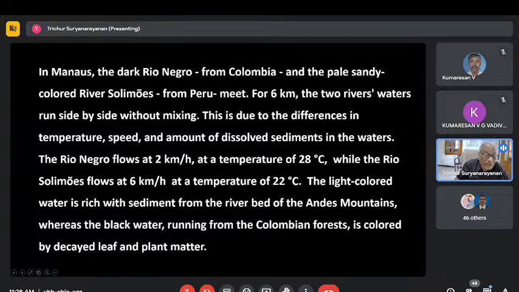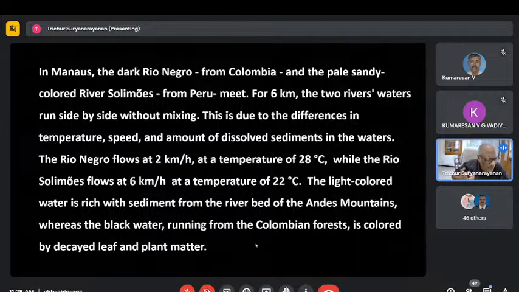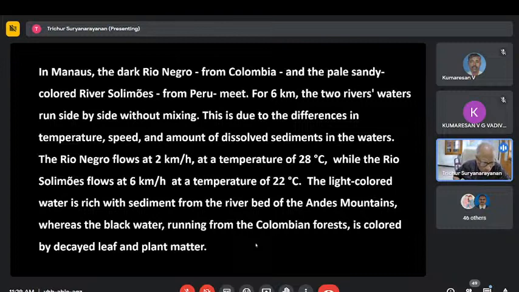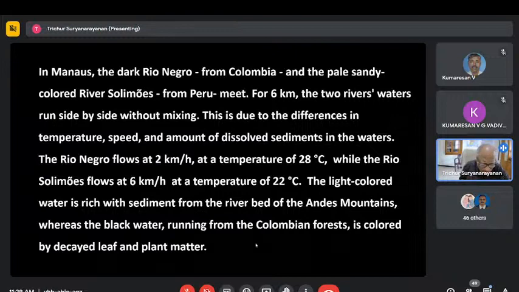And the Black River flows through the rainforest of Colombia. So it falls through the mountains. It collects all the litter, the debris, the plant remains. That is why it becomes very black in color. Its pH will be low, 4 to 4.5, whereas the light colored river, which comes from Peru, is coming through the Andes Mountains, and it is not black in color. It doesn't have much plant remains, so its pH would be nearly 6.5 or something.